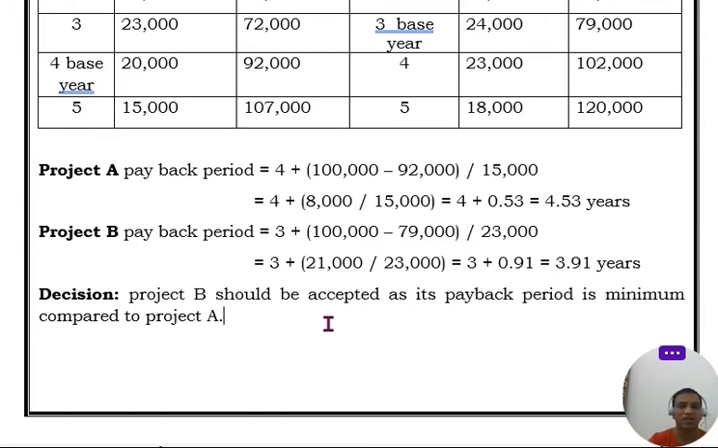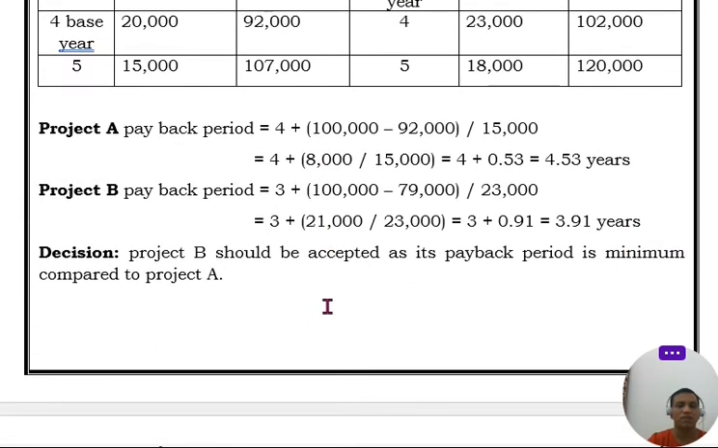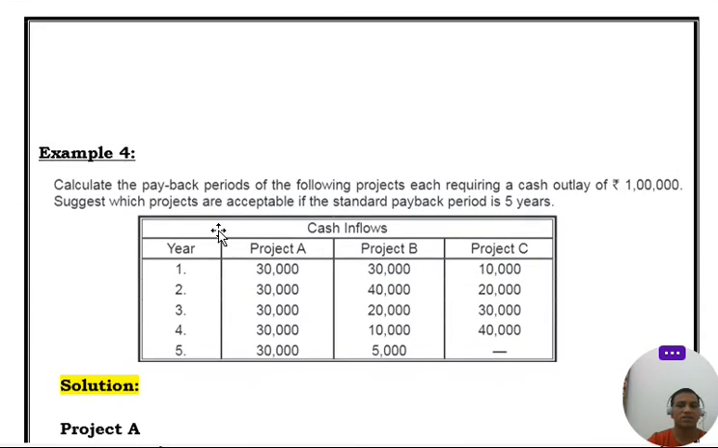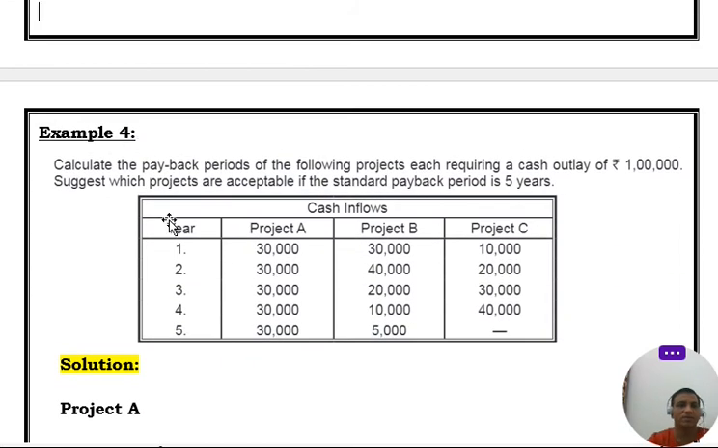But here they are given directly, so we took the values of cash flow directly from the question. This is about the simple payback period method, simple problems explanation. And the next one is another problem, here is one more problem. I am going to solve it.